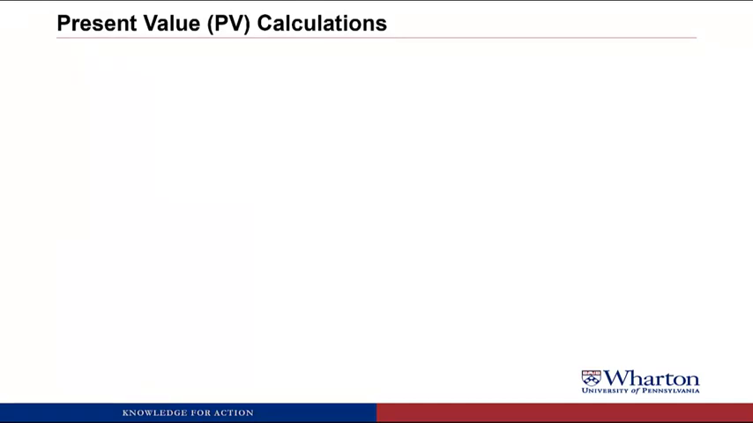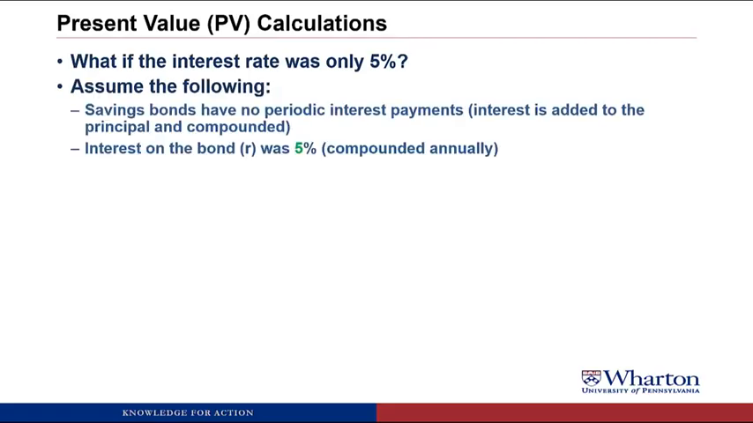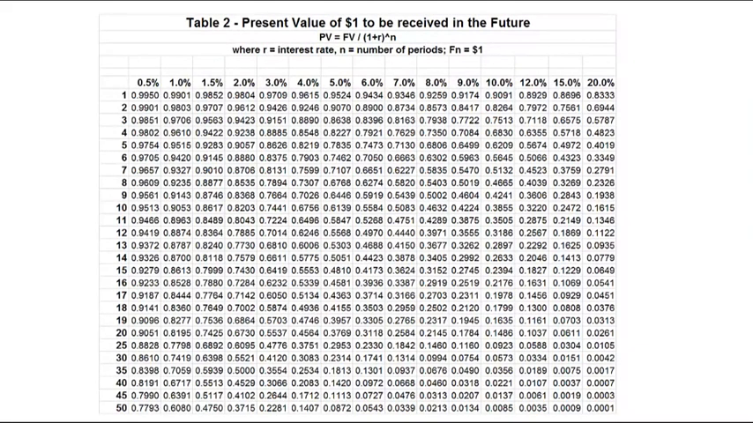So let's play around with these a little bit and give you a chance to try some of them on your own. So what if the interest rate was only 5%? We're still going to look for a future value of $10,000. We're still going to go back 20 years, but now the bond is only going to be paying 5% interest. I'm going to put up the pause sign. Why don't you try to calculate this on your own? And here is the present value table if you want to use it.